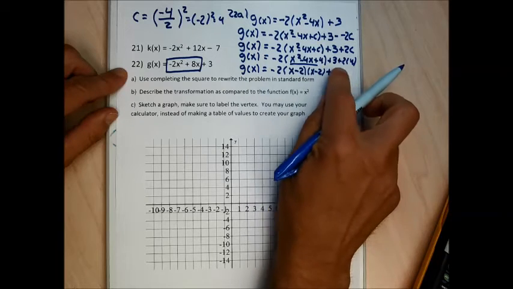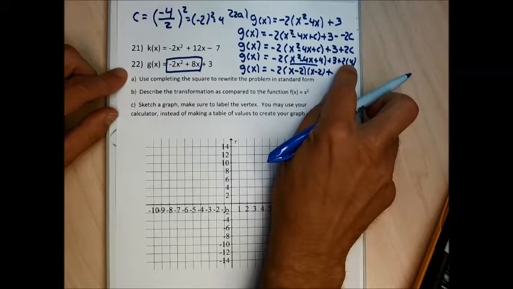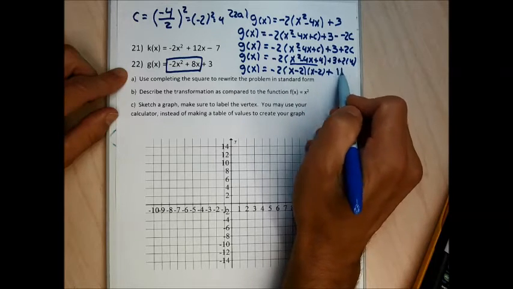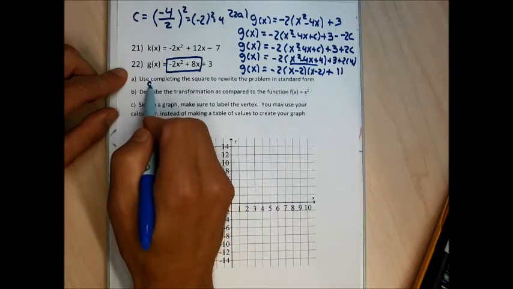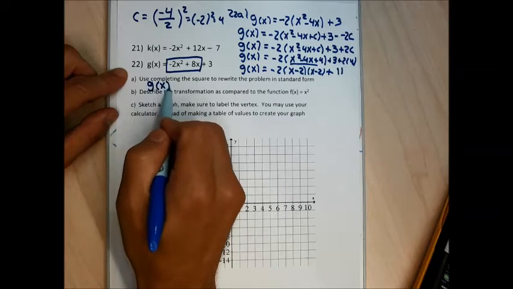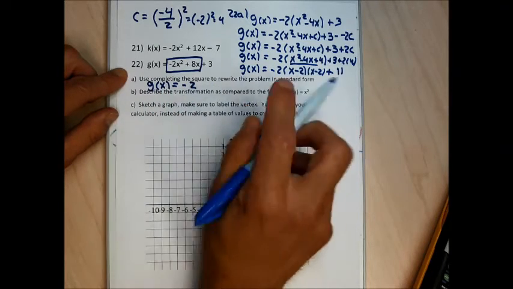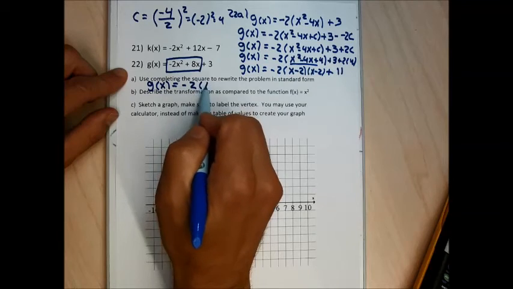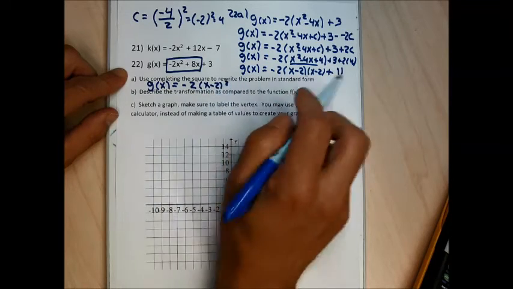And I'm going to combine these. These come out to be 3 plus 8, because 2 times 4 is 8. I do the multiplication first. And 3 plus 8 is 11. My answer to part A for number 22 is going to be g of x equals negative 2, I'm going to write that as x minus 2 squared and plus 11.